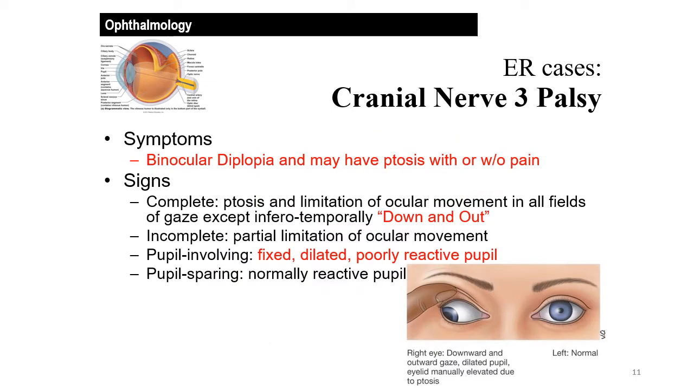In a third nerve palsy, the eye assumes a down and out position. This is because the lateral rectus and the superior oblique are unopposed. Since the third nerve also innervates the levator palpebrae superioris, some patients may also present with ptosis. It is very important to check for pupillary involvement.